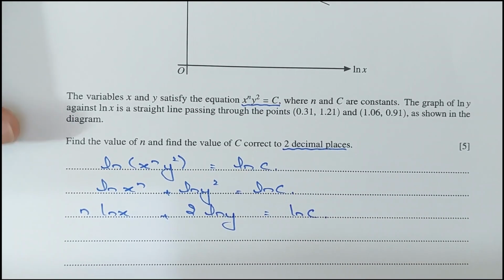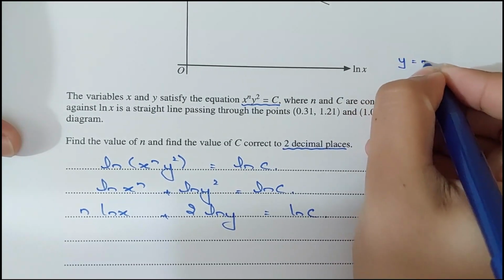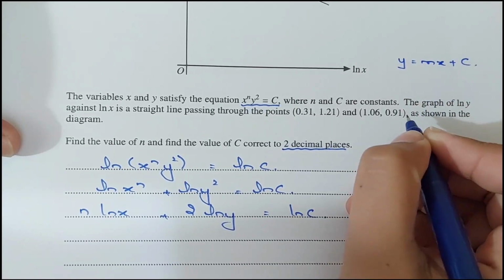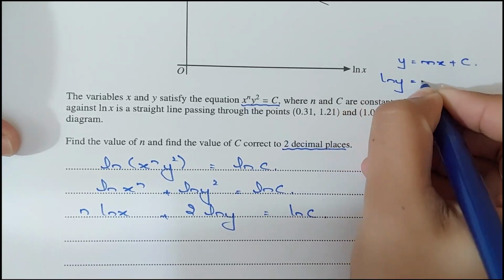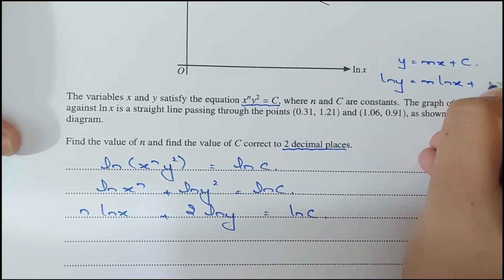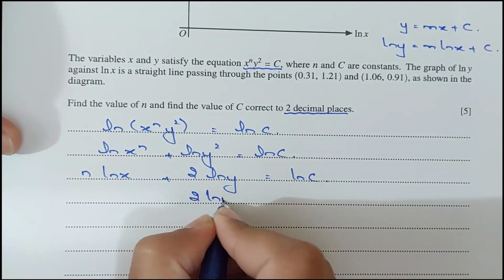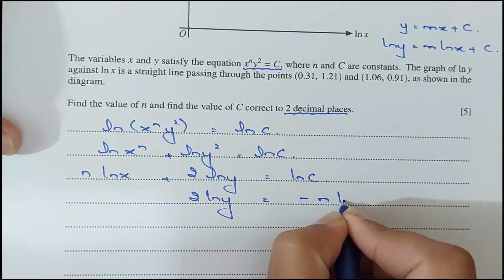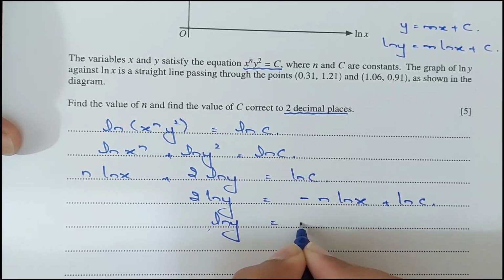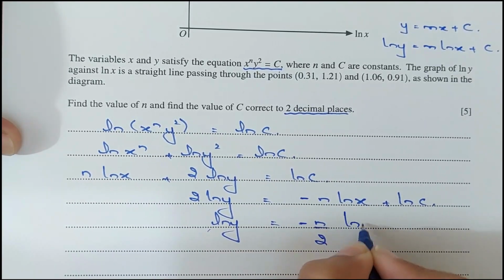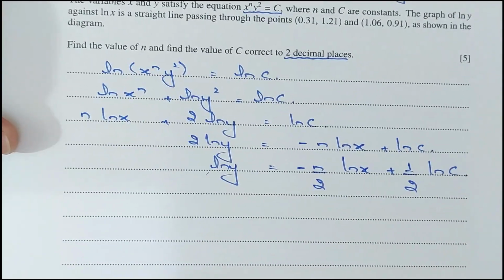Okay, so it is a straight line, and we know that the equation of a straight line is y equals mx plus c. But here y is ln y and x is ln x, so we have the equation ln of y equals slope times ln of x plus some y-intercept, right? Now if I solve, 2 ln of y equals minus n ln of x plus ln of c, so we have ln of y equals minus n by 2 ln of x plus 1 by 2 ln of c, right?